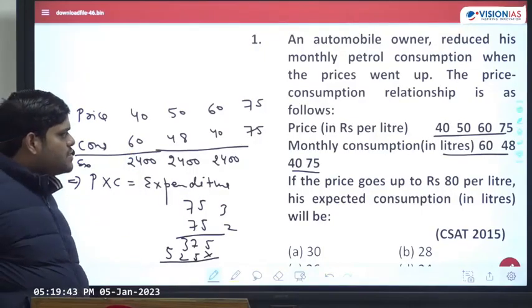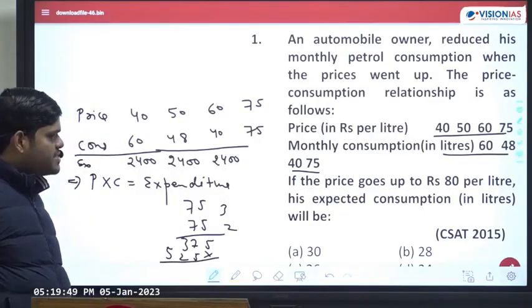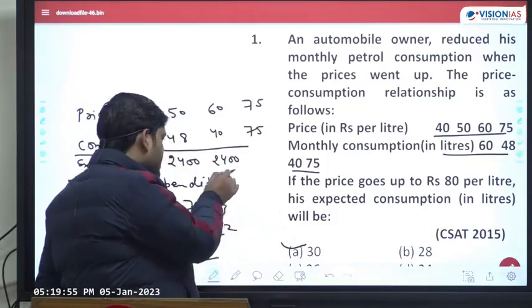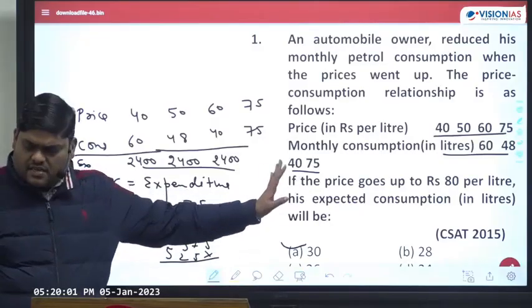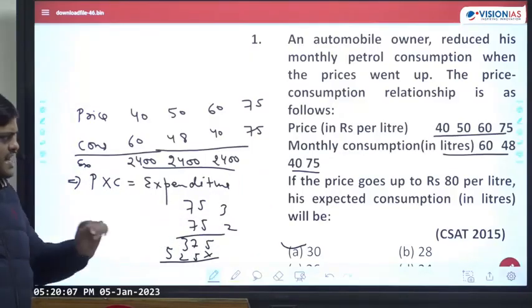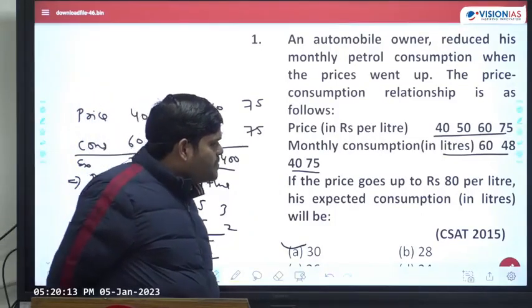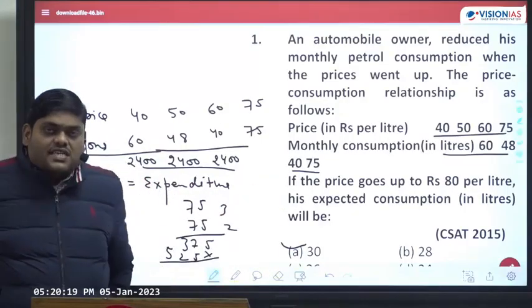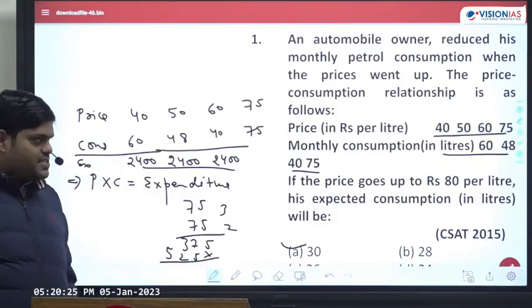The question is, if the price goes up to 80 per liter, his expected consumption will be, so the answer should be 30 as per this third case. I think some typing mistake is here. When they typed this question, they made some mistake. This is not the correct one, because otherwise we cannot answer the question.